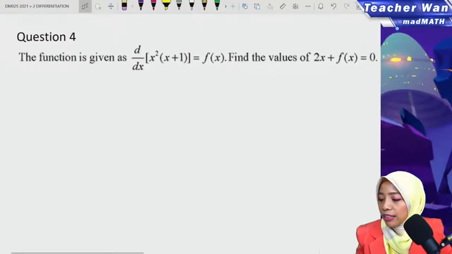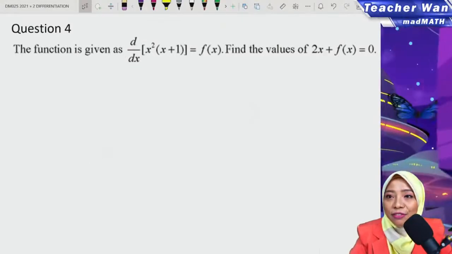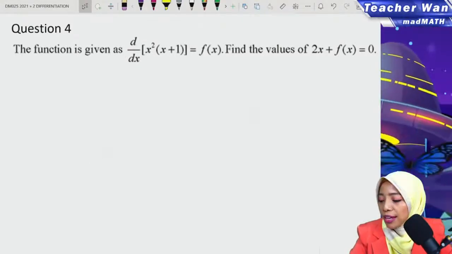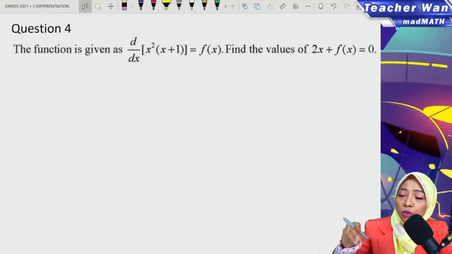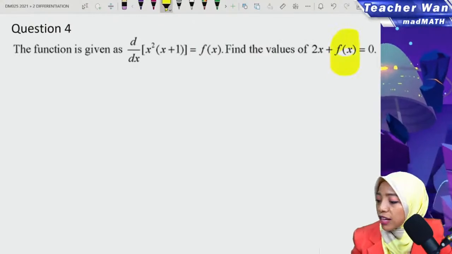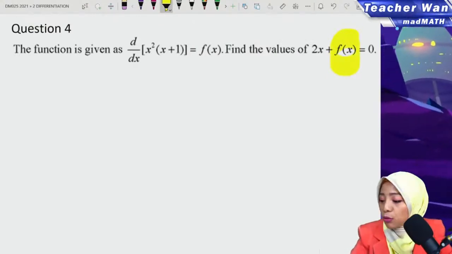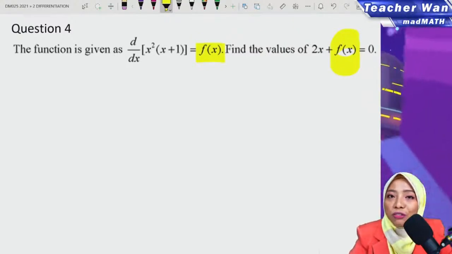Okay, so question 4. The function is given: differentiate x squared times (x plus 1) equals f prime x, and then find the values of x such that 2x plus f prime x equals 0. So basically, we have to find f prime x. How are we going to find it? We are going to differentiate first.